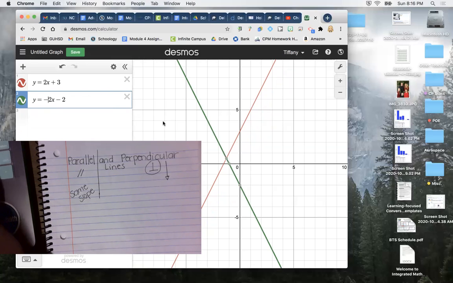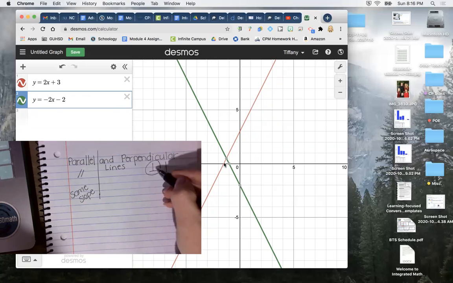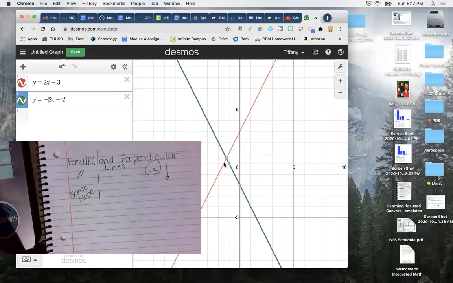When you look there, you can probably see that those two lines aren't meeting at a 90-degree angle. So to be perpendicular, the lines are going to have to meet at a 90-degree angle and form that 90-degree angle. So not only are their slopes opposite, but they're actually the opposite reciprocal.